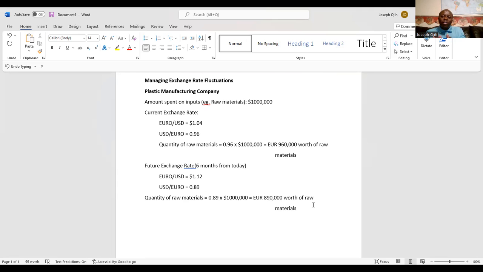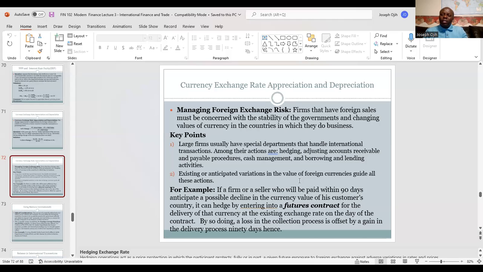So it will depreciate to decrease the amount that you can buy, and that can affect your profit. It can eat away your profit. Because of that, companies try to find a way to avoid the devastating impact of these exchange rate fluctuations. What do they do? What do the companies do to avoid being a victim of exchange rate fluctuations in international business?